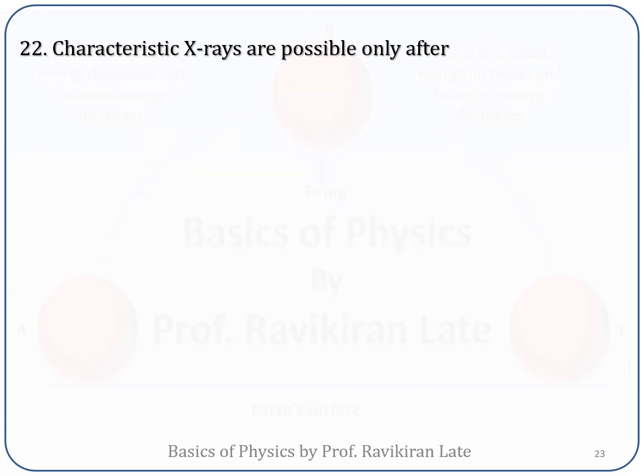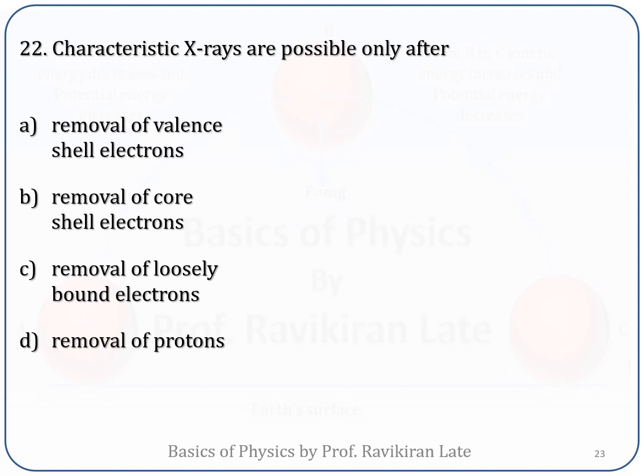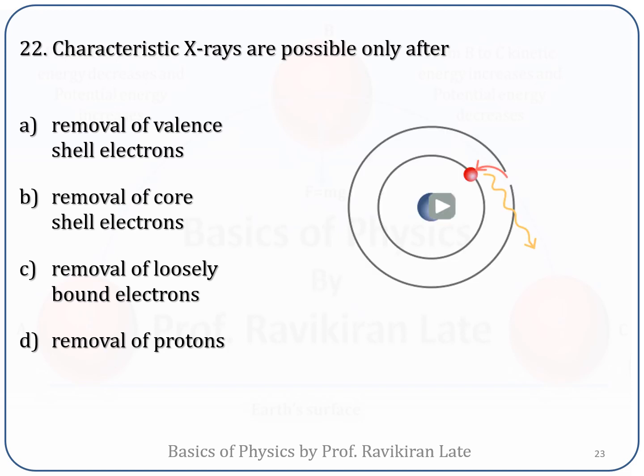Next question: characteristic X-rays are possible only after option A, removal of valence shell electrons, option B, removal of core shell electrons, option C, removal of loosely bound electrons, option D, removal of protons. Now we know that in the emission of characteristic X-rays, an electron must be removed from the inner shell of the atom, which we call a core electron, and only then will you get a transition, or a characteristic X-ray.